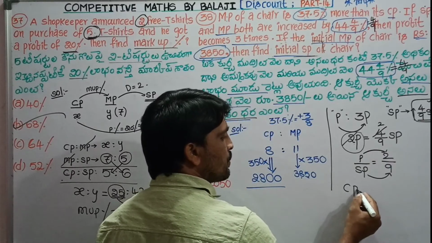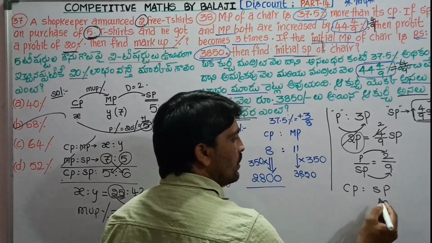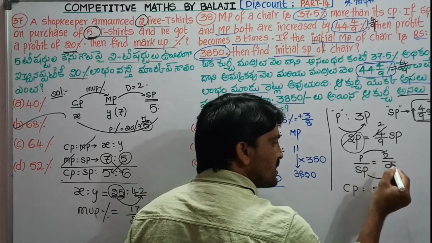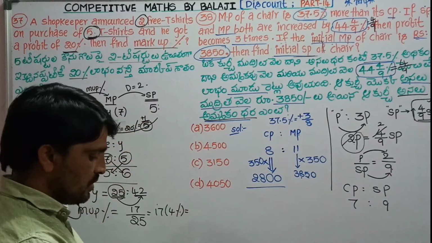Consider the ratio of cost price to selling price here. If the selling price is 9 units, then the profit is 2 units. So the cost price is 2 units less than the selling price, that is 7 units. Cost price is only 7 units.